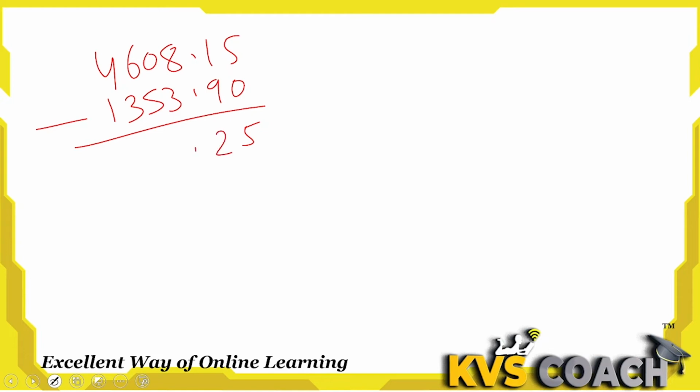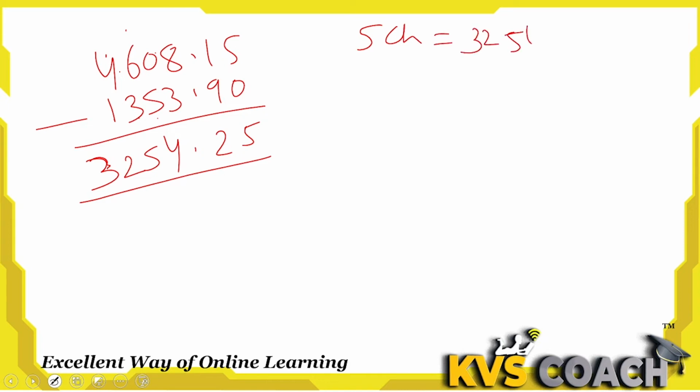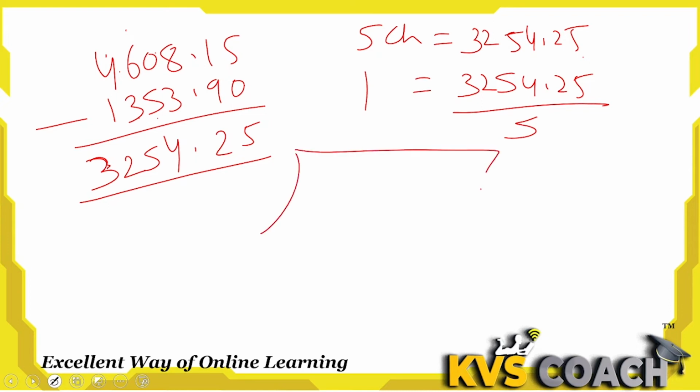11 minus 9 is 2, 7 minus 3 is 4, 10 minus 5 is 5, 5 minus 3 is 2, and 4 minus 1 is 3. So this is the cost of 5 chairs. 5 chairs have this cost, 3254.25. So for 1 chair we will divide it by 5. 3254.25 divided by 5.